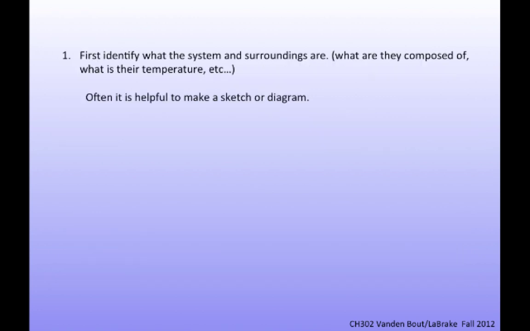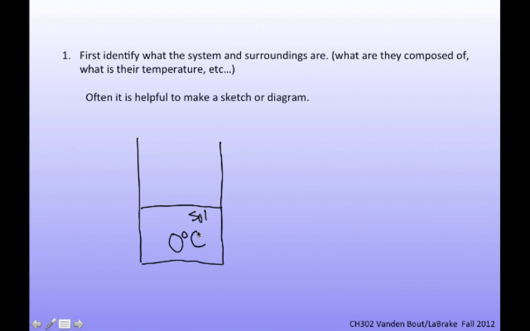To begin with, the very first thing we want to do is always identify what our system is and what the surroundings are, and it can be useful to make a sketch, so we can do that. Here I can imagine I have my glass, and inside my glass I have some hunk of solid ice, and so I know that it's solid and it's 0 degrees C, and outside there's a room and it has a constant temperature of 25 degrees C.